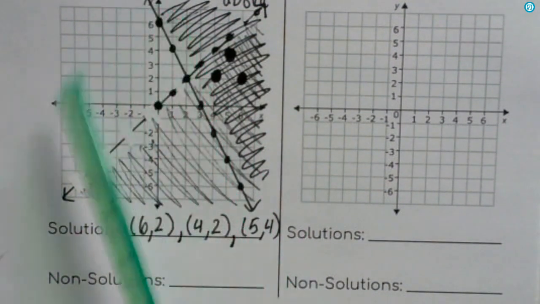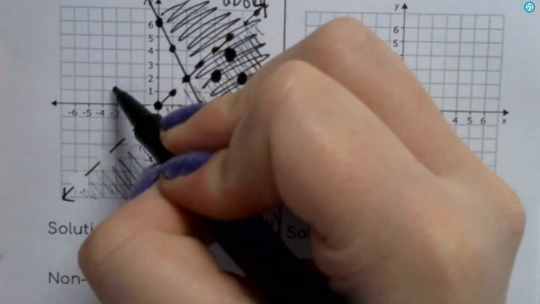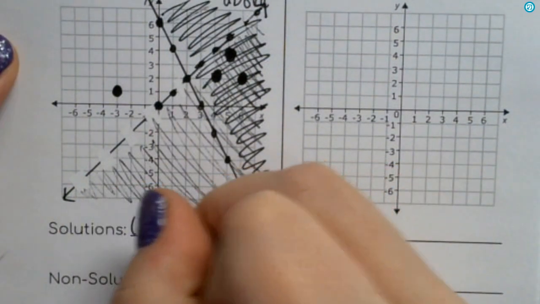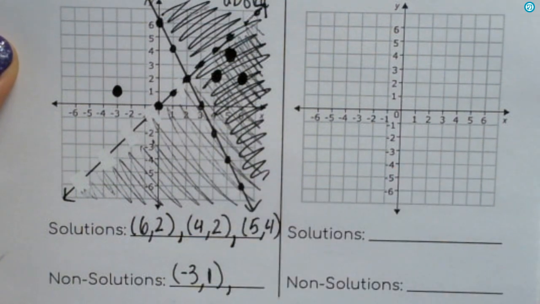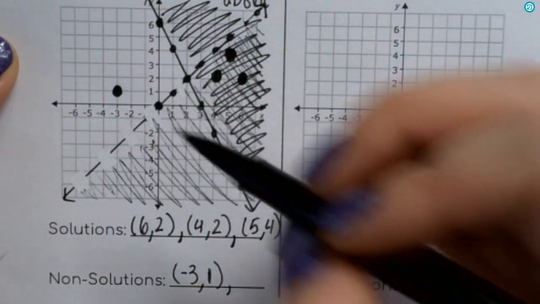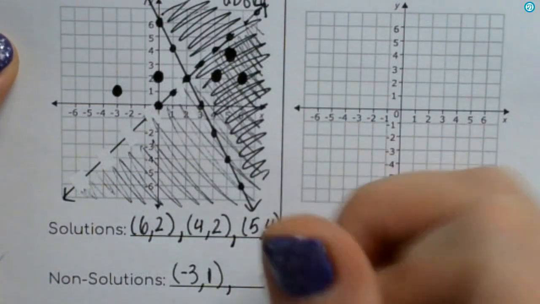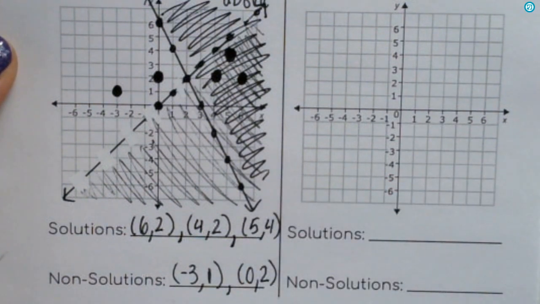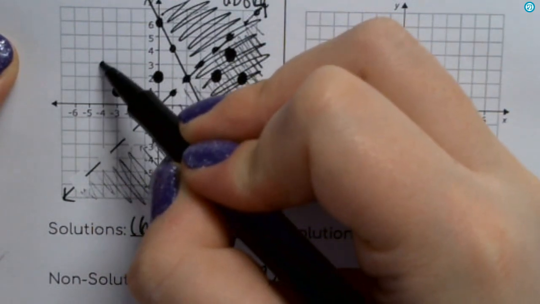I usually just pick points in the non-shaded area. So like negative 3, 1. That's in the non-shaded area. Zero, 2. That's in the non-shaded area. 3 of each. I made this line too short. The line's on your... -4, 3. What'd you say? -4, 3. Perfect.